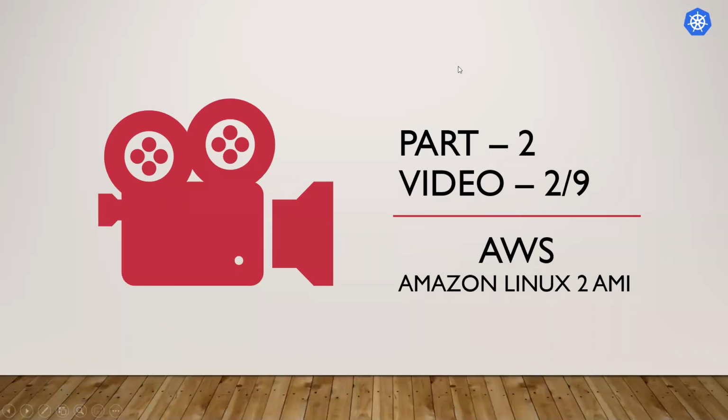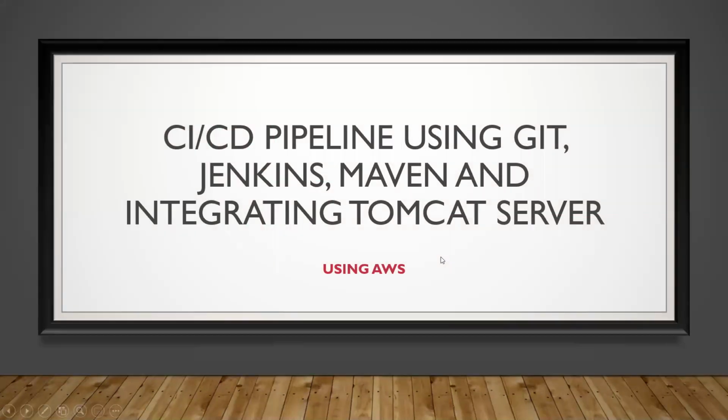Hi all, this is part 2 of the series of the 9th video. In this video, we will use the AWS with an Amazon Linux 2 AMI instance. Here we will see a CI/CD pipeline using Git, Maven, Jenkins, and integration with the Tomcat server. We will use the AWS Cloud.